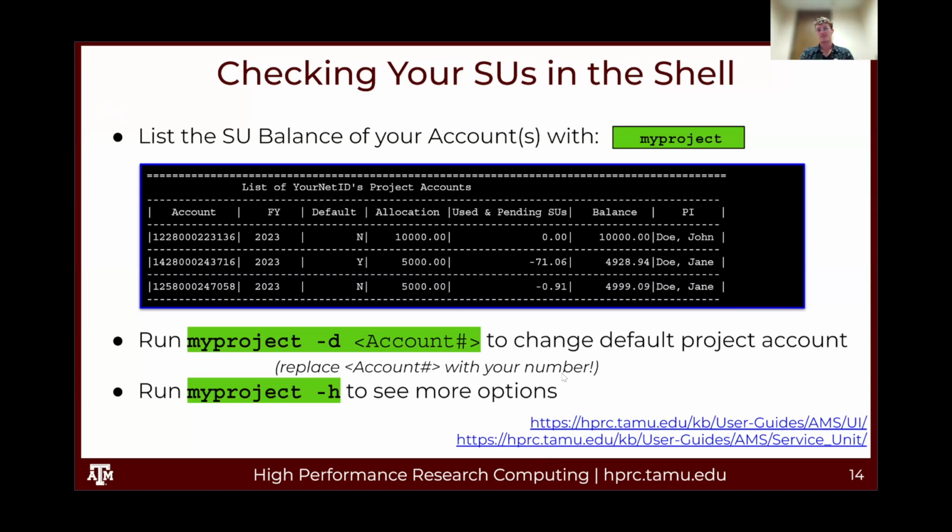You can also check your SUs in the shell using myproject. It brings up the table. You can run myproject -d, and then you can copy whatever account number you want and paste it right there in the account number, and it's going to change your default account. Next time you do myproject, you'll see a change in which one's the default. And for a couple other commands with it, you can do myproject -h, and that will show you some more information.